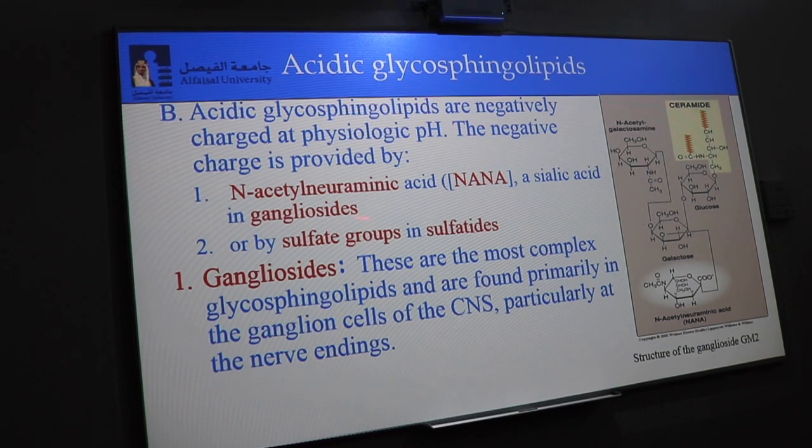Okay, so what is ganglioside? Ganglioside is composed of oligosaccharide plus ceramide, and in the oligosaccharide we have an acetyluraminic acid.